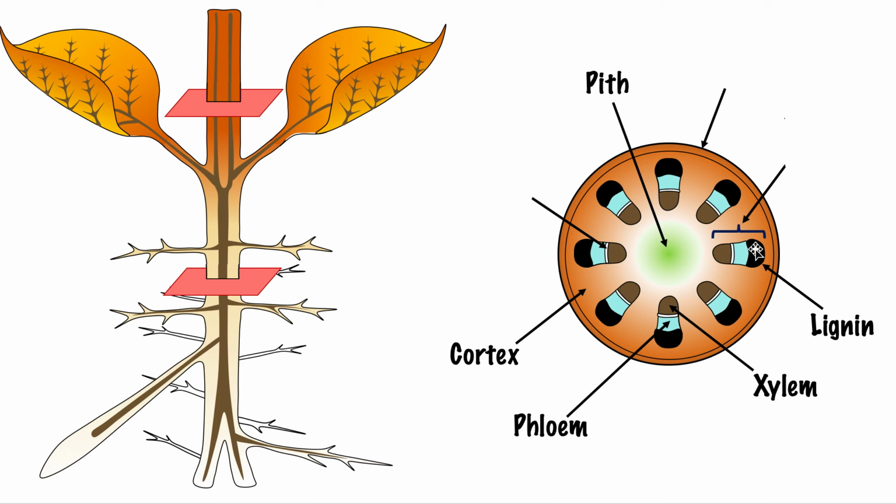Now, all of these combined, so the xylem, the phloem, the lignin, and this white part here is called the vascular cambium. The vascular cambium is a little area of cells that have the potential to become new cells. So this little vascular cambium is like the storage area for new cells to make xylem and phloem. Okay, so it's a storage area.